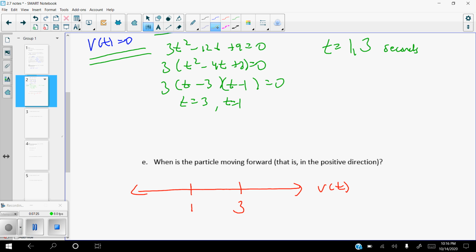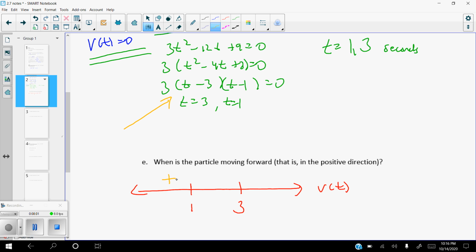So if I take some value left of positive 1, any value that I want to, the easiest thing to pick here is 0. If I were to plug 0 back into the velocity function, the 3 on the outside is 3 no matter what. If I plug 0 into t minus 3, it gives me a negative value. If I plug 0 into t minus 1, it also gives us a negative value. So I would get a positive from 3 times a negative times a negative. Two negatives multiplied together give you a positive, which means your velocity is positive anywhere left of time 1.